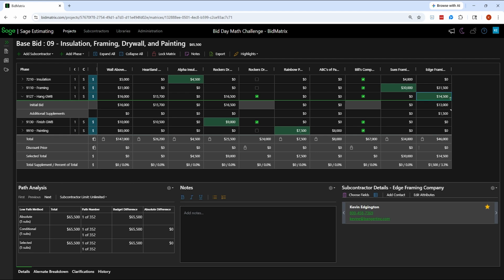So the next challenge is looking at this. What would be the low combination? This is using 1, 2, 3, 4, 5 subs. What would it look like if I wanted to use 3? So over here, I could say, limit my subcontractors to 3. So it'll basically tell me that my absolute low is still $65,500. Because of the conditions I've got currently, it is $66,300 now.